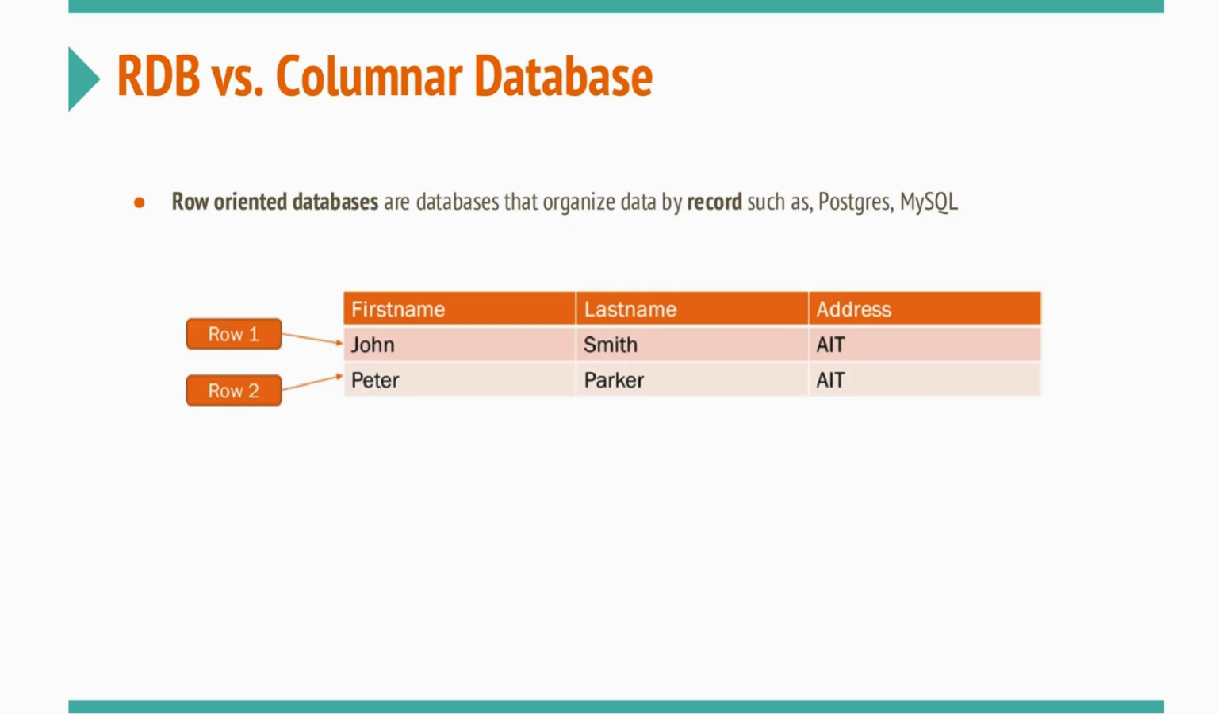To truly understand the power of a columnar database, we first need to remember how traditional databases work. Most databases you've probably used, like MySQL or PostgreSQL, are row-oriented. What does this mean? It means they store data row by row. Look at the simple table on the slide. We have two records. In a row-oriented database, all the information for row 1, John Smith and his address at AIT, is written together in one continuous block on the disk. Then all the information for row 2, Peter Parker, is written in the next block. This is very efficient when you need to write a new record or when you need to retrieve an entire record at once.